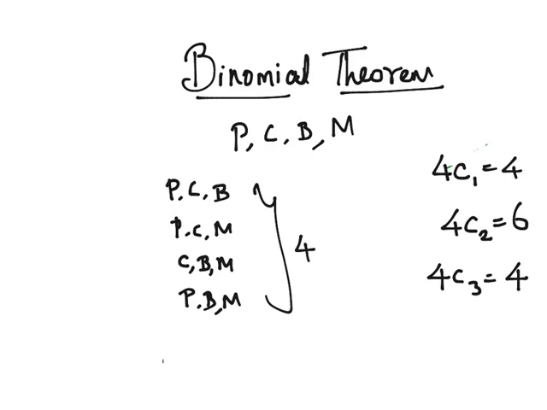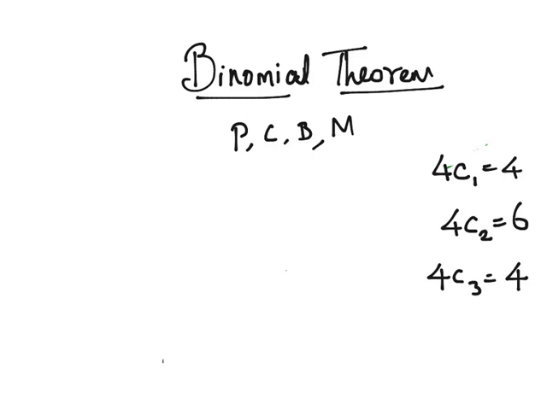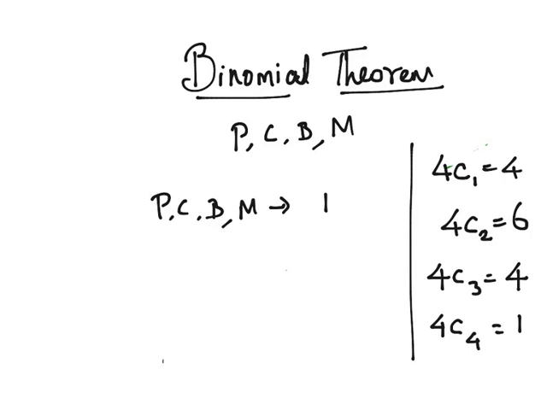Right? Good. What about taking 4 books at a time? Then you take all four books, that is physics, chemistry, biology, and math. So there is only one way. So I write it as 4C4 equal to 1. Right? So you found it.